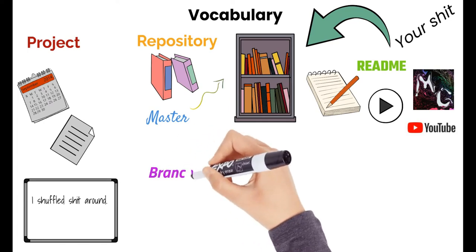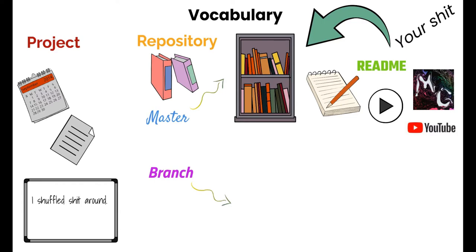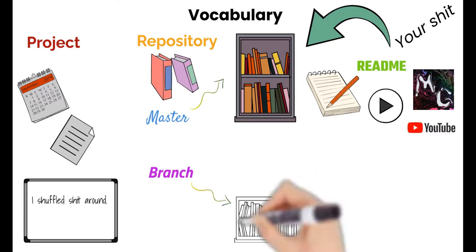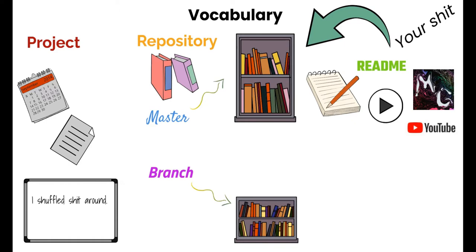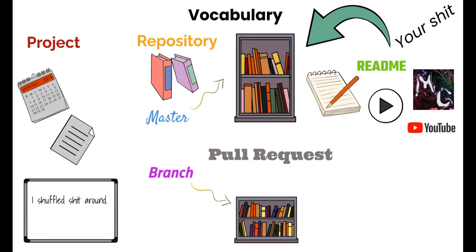A branch is like an experimental copy of your master, where you can go in and kind of mess things up. If you get it right and you like it, then you can merge it with the master if you want. It's kind of like taking a copy of that bookshelf and moving stuff around to see if you like it better. A pull request. This is a request to merge a branch or set of files with the master. It's like saying, hey, I got all these new books in and I arranged them and I really like it, so now I need them pulled over to the master bookshelf.